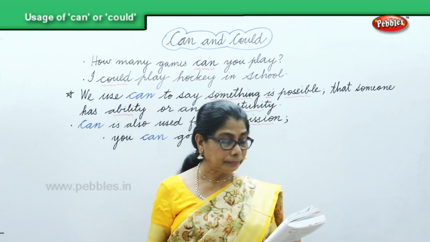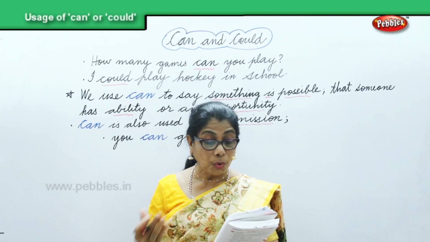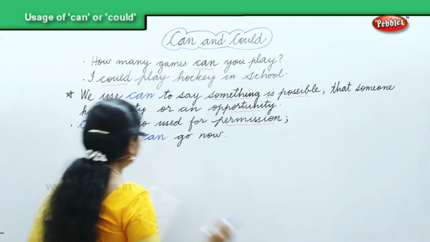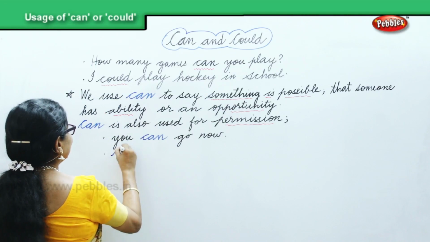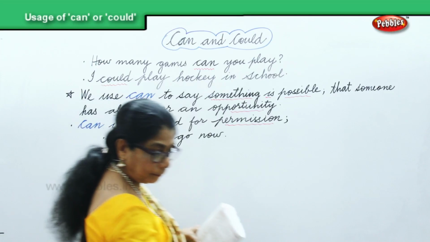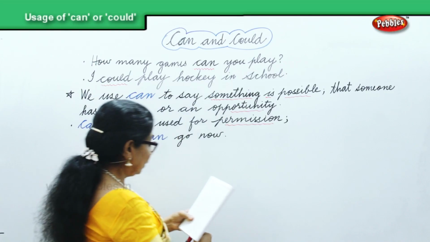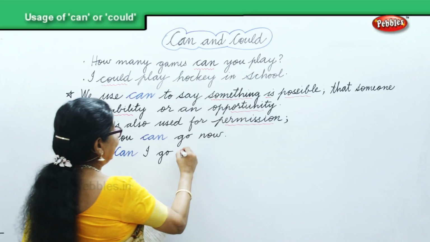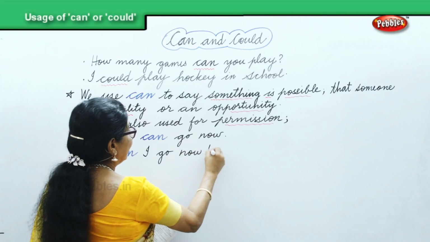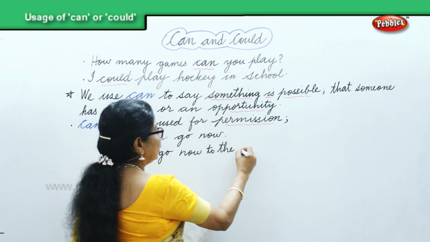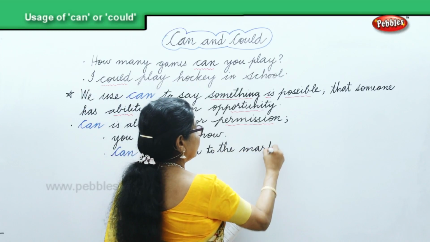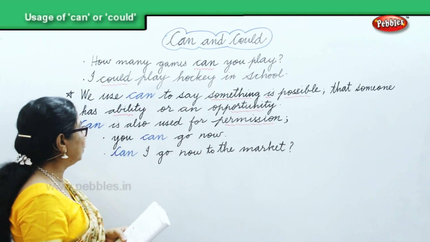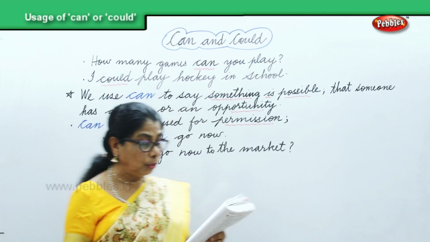Another sentence. Can I go now to the market? Can I go to the market now? Can I? Second one. Can I go now to the market? Can I go to the market? You can go now. Can I go to the market?